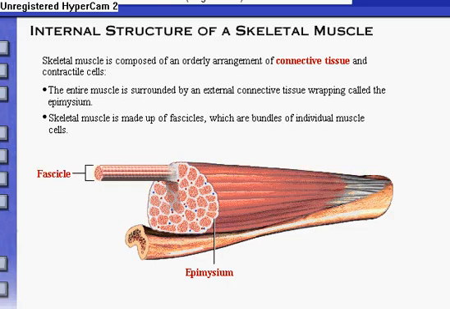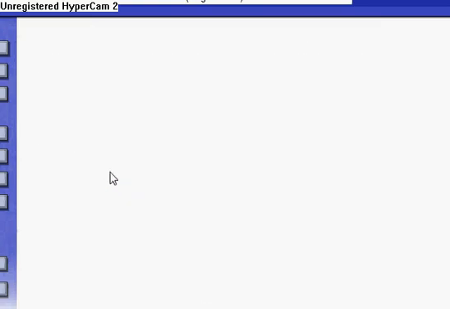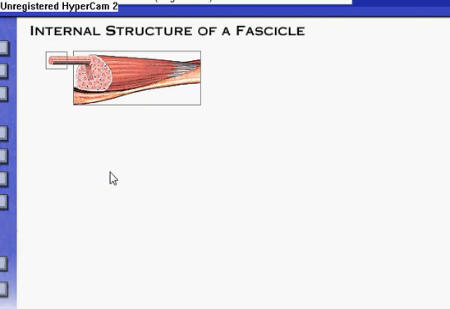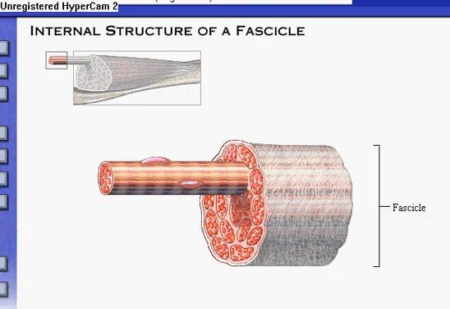The skeletal muscle itself is made up of fascicles, which are bundles of individual muscle cells. Each fascicle is surrounded by a connective tissue layer called the perimysium. Click the fascicle to enlarge it. This view provides a closer look at the internal structure of a fascicle. Recall that fascicles are bundles of muscle cells.